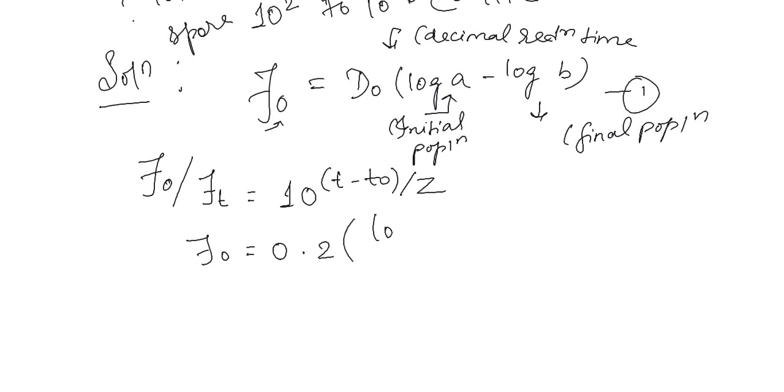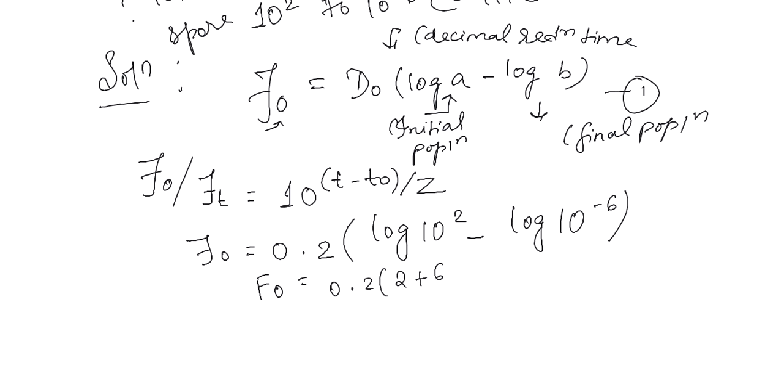Log A is the initial population, 10 to the power 2, and log B is the final population, that is 10 to the power minus 6. So when we solve this sum, we will get 0.2 times (2 plus 6). From there, we are getting F0 equal to 1.6. Now we have found F0.